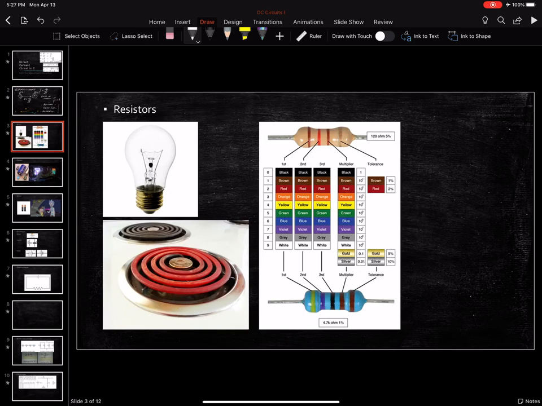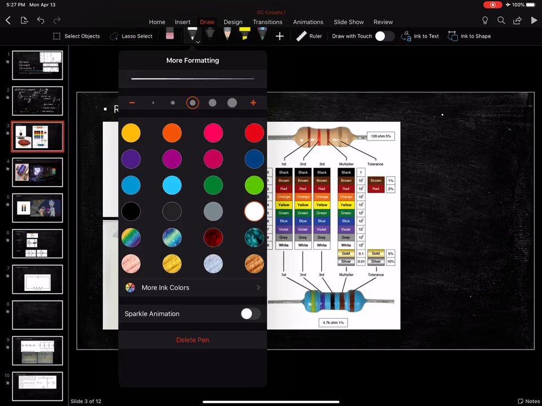Specifically a resistor. An example of a resistor is anything that doesn't let current flow through it perfectly, anything that has a resistance to the flow of electric current. Even perfect metals have some amount of resistance to flow. And what that comes from is the electrons bouncing around. We talked about this last time.